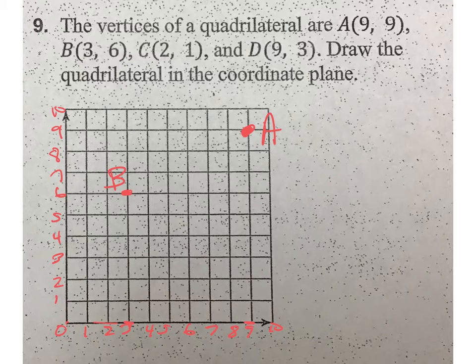C is over 2, up 1. That's C. And then D is over 9, up 3. Over 9, 1, 2, 3. There we go, that's D. Now I just connect the dots. That one goes to there. That one goes to there. That one to there. And that one to there. And there's my polygon.